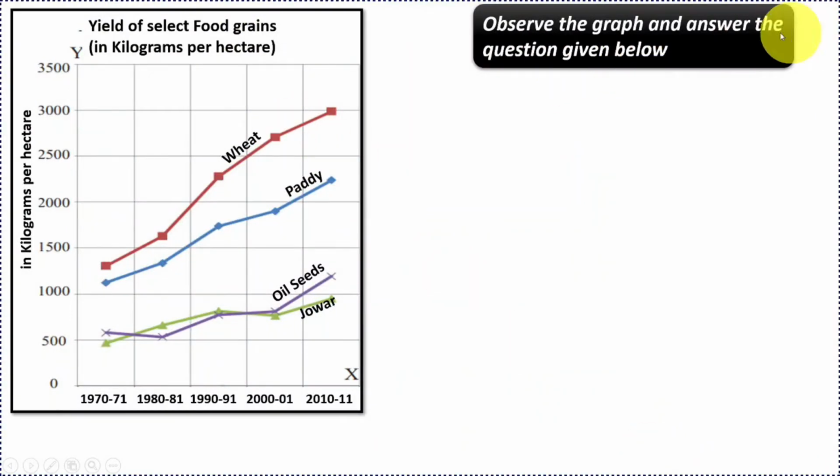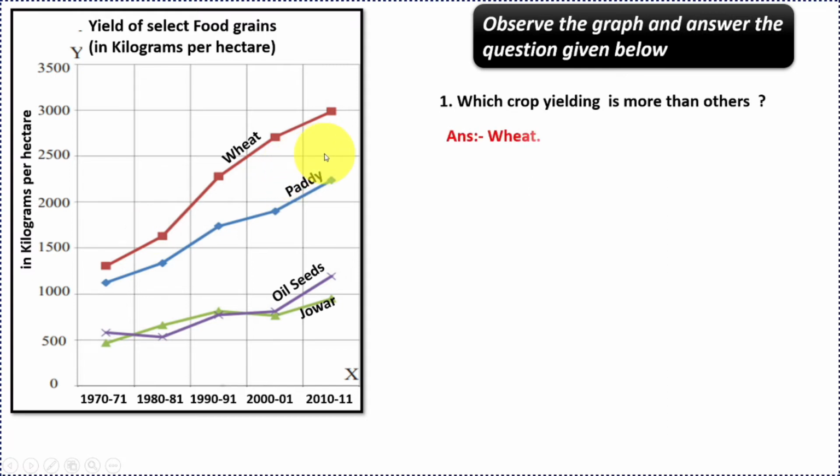Observe the graph and answer the given questions. This is about yield of select food grains in kilograms per hectare between 1970 to 2011. Question number 1. Which crop yield is more than others? Here it is very clear. Wheat is more than any other crop. Which crop always had low yield? Low yield means less; jowar and oilseed are very less.